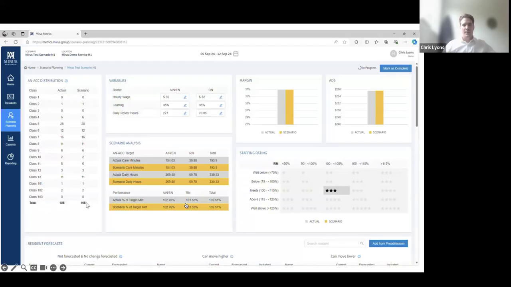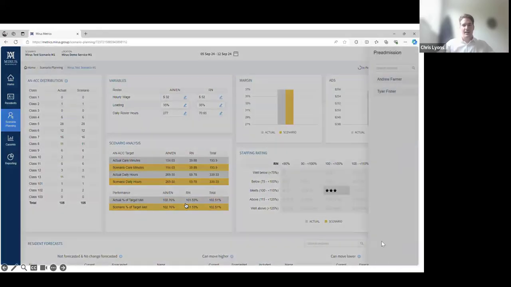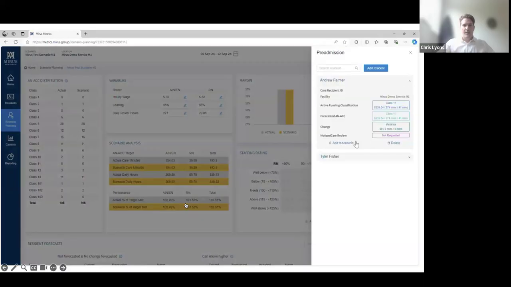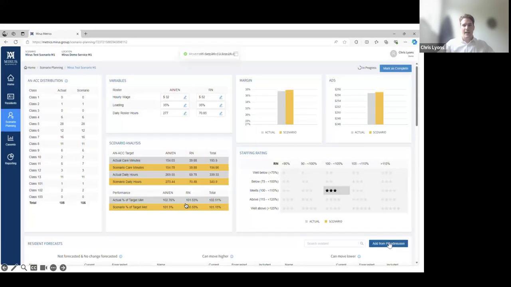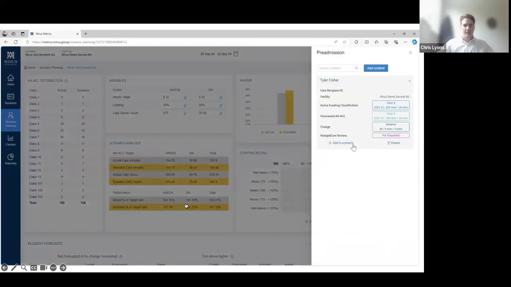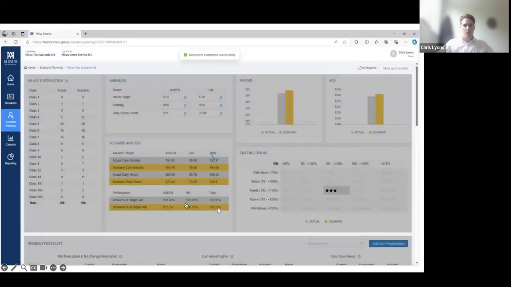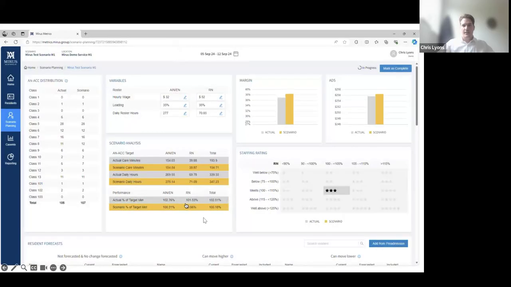So using that information, this is where we would then bring in the admissions team into the process. The admissions team would know who's coming in the short term, and then we can use that information to add those residents into the scenario to get that full picture of where we're sitting today. So adding Andrew in at a class 11 and Tyler in at a class 8, we can see this automatically updates where we're currently sitting.